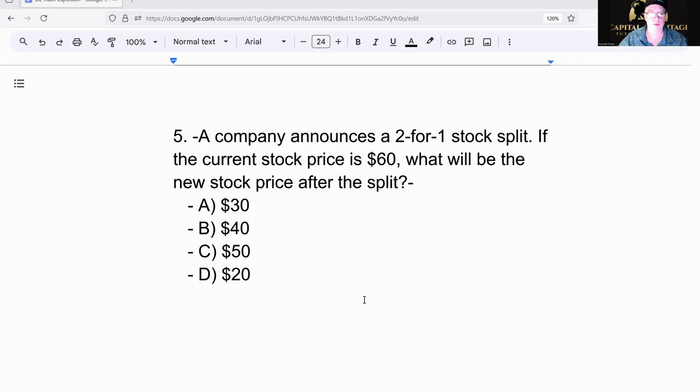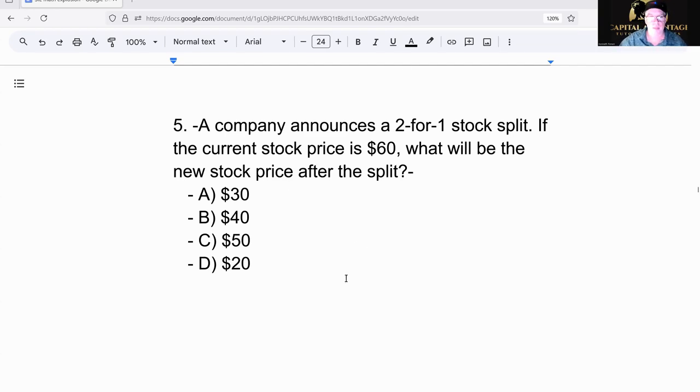Okay, so 2-for-1 split. I go 2 divided by 1. That's 2. Then I multiply times the shares, which they don't give you, and then divide the price by that same 2. 60 divided by 2 will be 30. Boom, boom, boom.